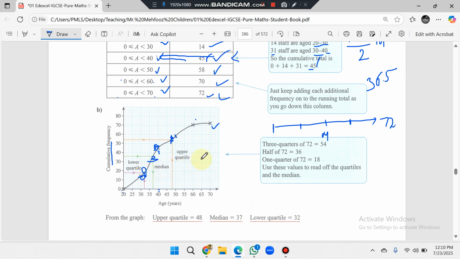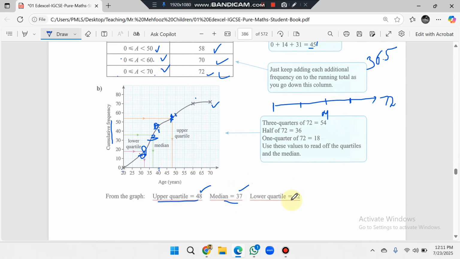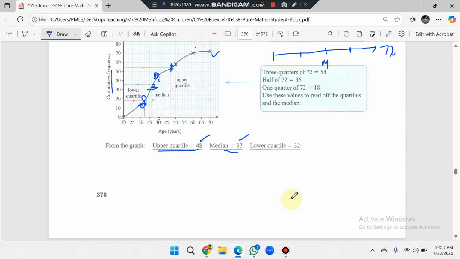After that, we have to find the interquartile range in part C. So you can see that the upper quartile is 48, the median is 37, and the lower quartile is 32. And you can also see that we are dealing with continuous data, so these are not exact values. This is just an estimate, right? So the interquartile range will be... Sorry, I don't understand how you got the values for the upper and lower quartile.